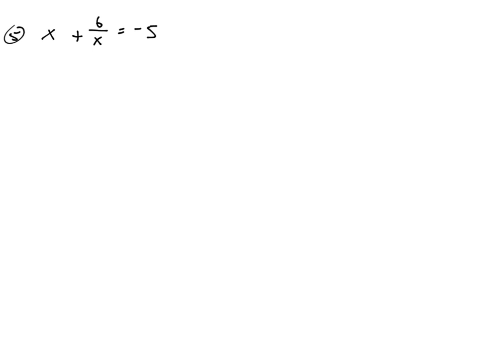Here we've got x plus 6 over x equals negative 5. Well, there's only one denominator in this case, so the least common denominator is pretty easy. It's just x. So we've got x plus 6 over x equals negative 5. So here the x's just multiply together. We get x squared. For the second quantity, the x and the x on the denominator cancel out, so this becomes 6. And then negative 5 times x is negative 5x.